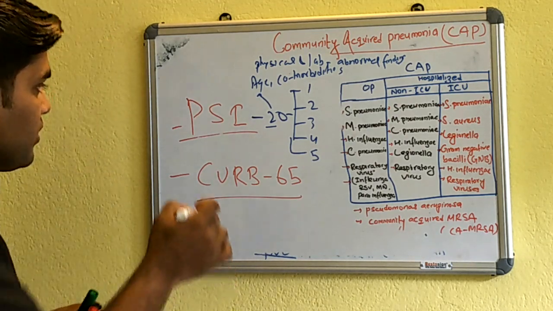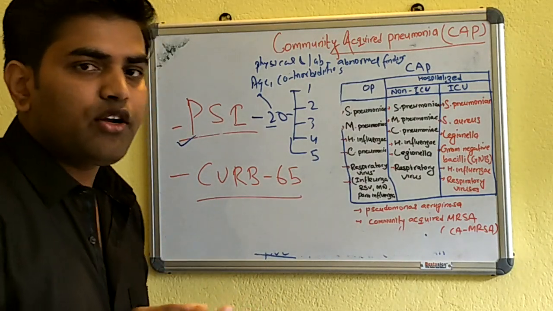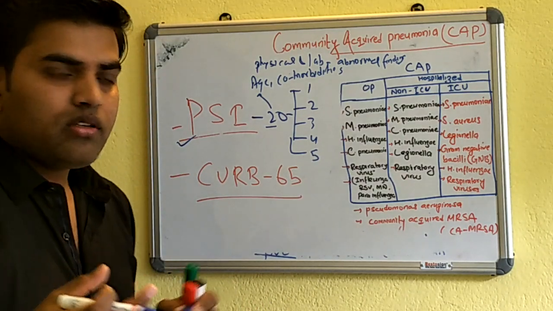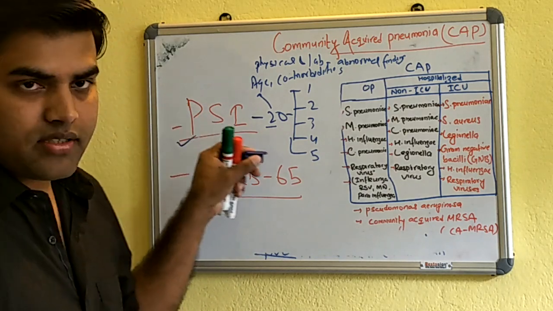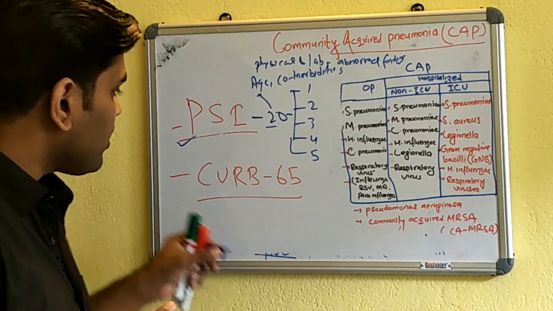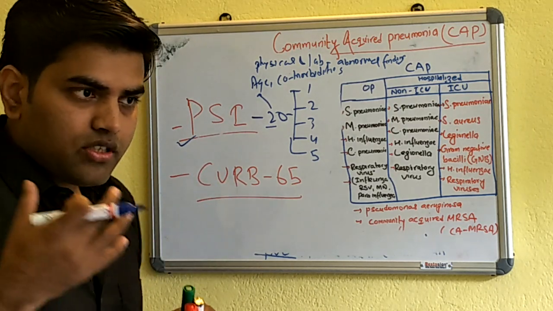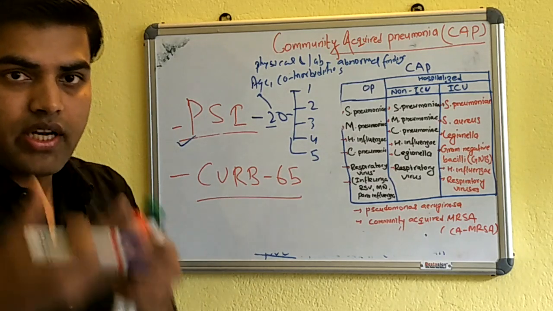Okay. Since this has more variables, in a busy ER you cannot use this index, this score. It will be difficult for you. For that, we have another score called CURB 65. It is a score to know the severity of the illness.